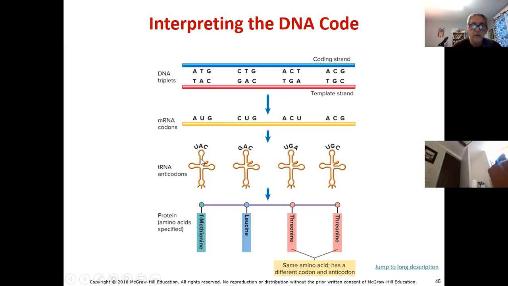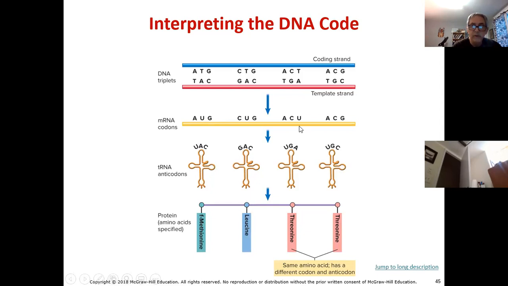And so then the transfer RNA is going to have an anticodon. They'll be complementary to that. So A binds to U, U to A, G to C. So the anticodon's UAC. So AUG is that first amino acid.